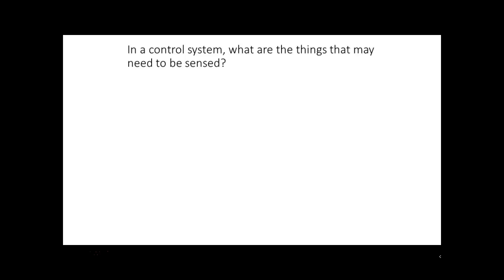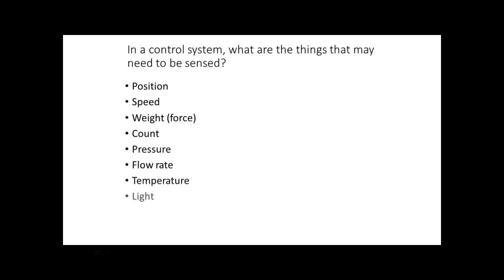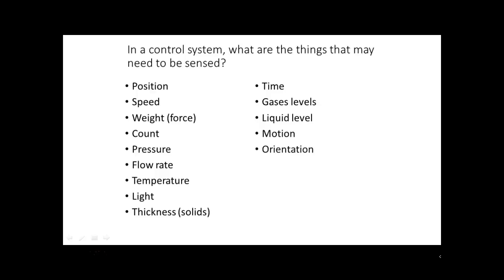So there's my question I've already asked. In a control system, what are the things that may be needed to sense? We've already looked at this, but these are some that we came up with. Maybe we need to sense position, speed, weight, or count. We have to have some method of counting. Pressure, flow. We didn't bring that up. How fast fluids are moving, right? Temperature, we brought up that one. Light, we brought up that one. Thickness, how thick something is. We didn't bring that one. Time, nobody brought up time. Gas levels, we did sense gases. Liquid levels, motion, we brought up that one. Orientation, we didn't bring up that one. This is very important for robotics. Shape and size.